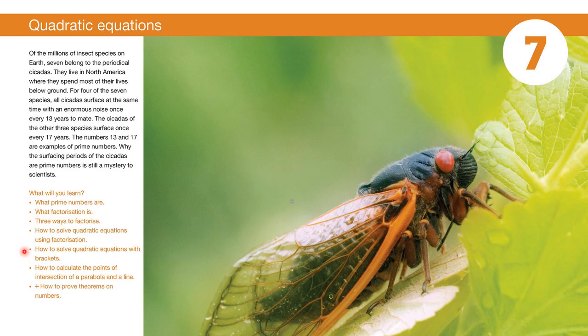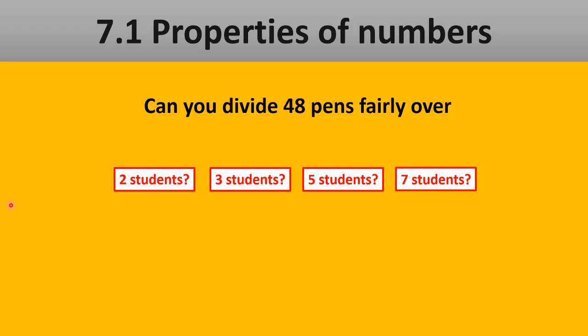We're going to take a look at how to solve quadratic equations with brackets and how to calculate the points of an intersection of a parabola and a line. And in the plus section we're going to take a look at how we can prove theorems on numbers. But let's start with the first one, which is properties of numbers.